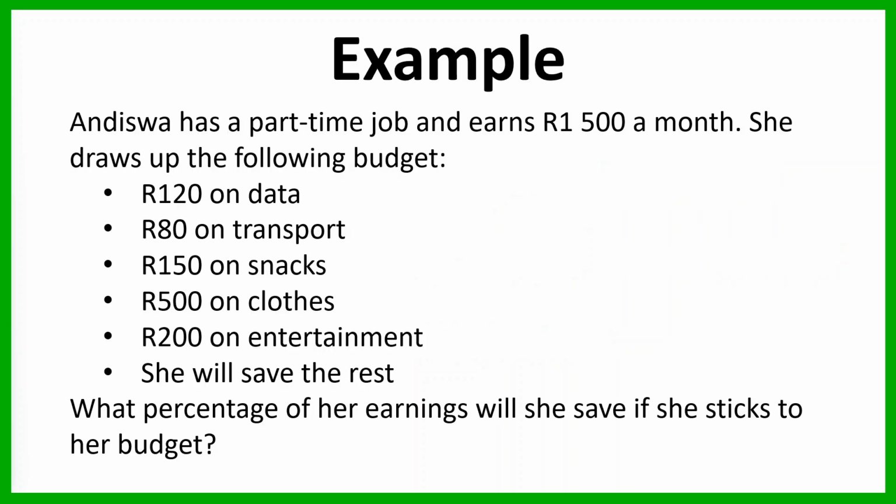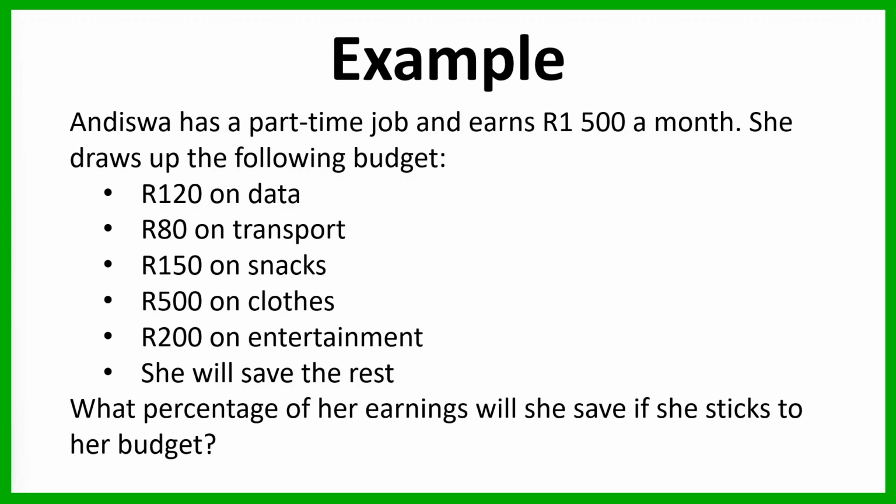In this question, it says Andiswa has a part-time job and earns 1,500 Rand a month. She draws up the following budget. In this budget, she plans that she's going to spend 120 Rand on data, 80 Rand on transport, 150 Rand on snacks, 500 Rand on clothes, 200 Rand on entertainment, and then she will save the rest.